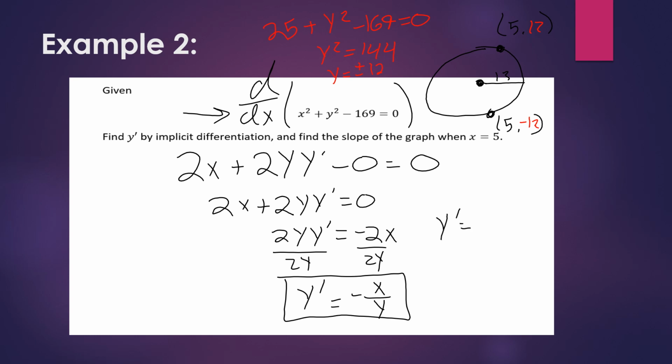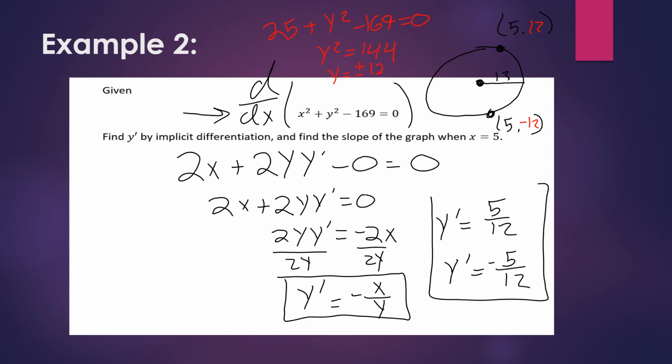Y prime will equal positive 5 over 12, and it could also equal negative 5 over 12, depending on which point we're looking at. So this would be our negative 5/12. This would be our positive 5/12 for the slopes.